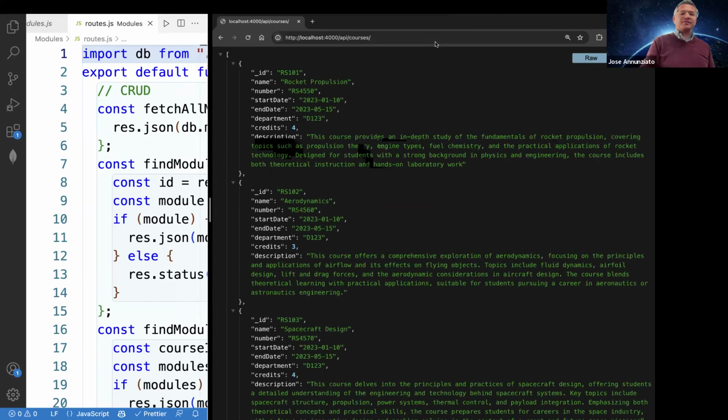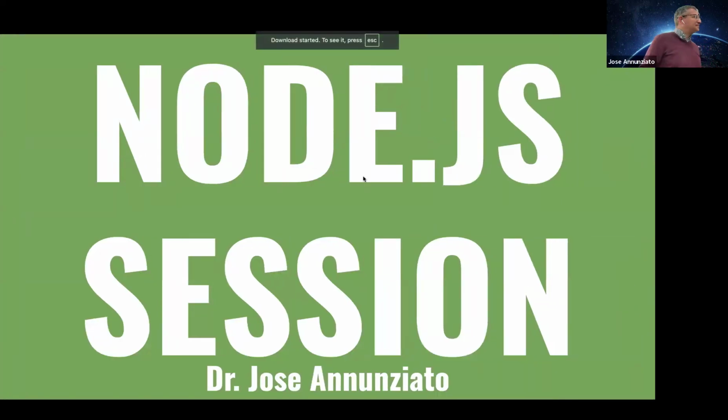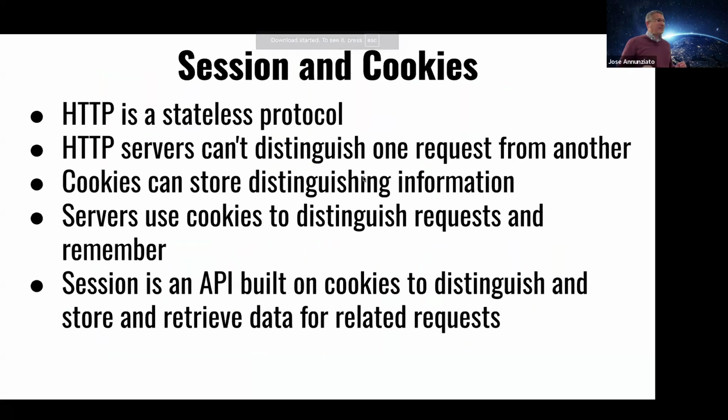Now, there's one problem to this, though. By default, the HTTP protocol cannot remember or distinguish one request from another. So if two requests are coming in from two different browsers, in different parts of the world, there's nothing in the HTTP protocol that would allow the server to distinguish one request from another. So this limited a lot of the kinds of things that we could build.